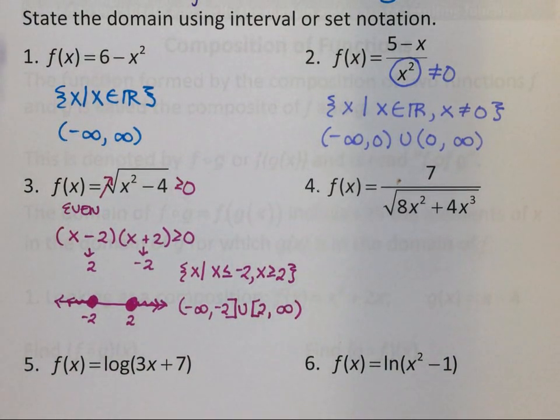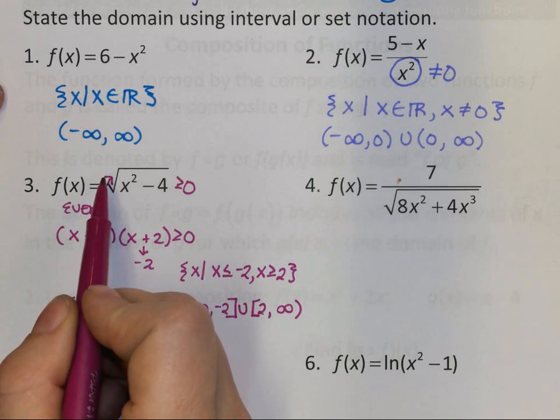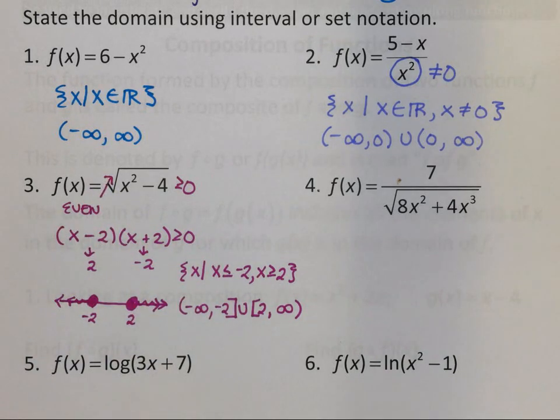What if it's odd? If it's odd, you don't have a restriction from it. Wait, what would make it odd? If it was like a cube root? Cube root, 5th root, 7th root, any of those. No restrictions. The reason why square roots, in order to be a function, we only look at the positive values. But a cube root, a 5th root, those are one-to-one functions. Those pass the vertical line test.